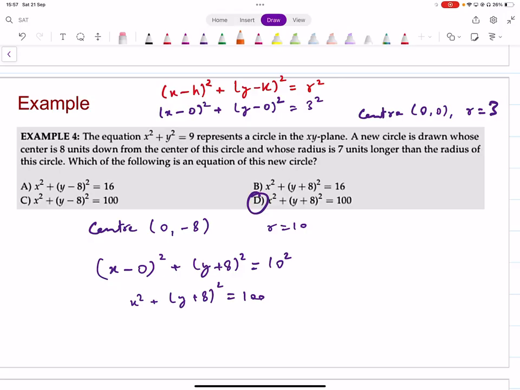First circle's radius was 3. This one's radius is 7 units more. So 3 plus 7, that's 10. Okay.